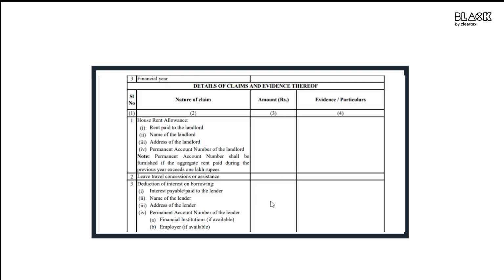We will link a rent receipt generator in the description box below. All you have to do is enter a few details and a receipt will be generated. Now print this in PDF format and get it signed by your landlord. You can attach this with Form 12BB.